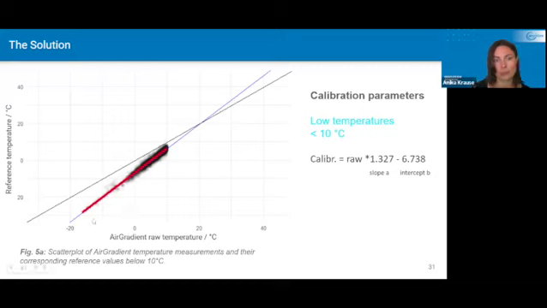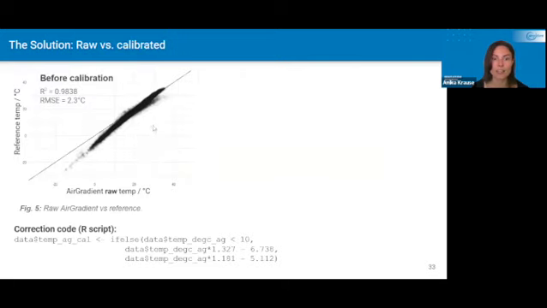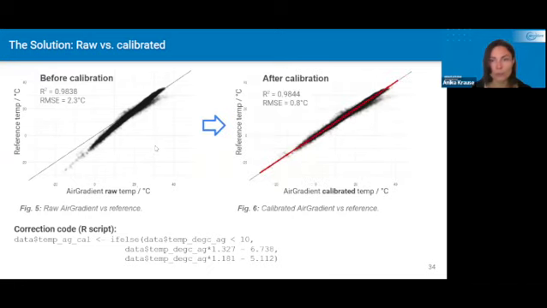So that looks like this. Here we have the cold temperatures. We perform a linear fit, so basically we're finding a straight line that represents the data points best. And from this fit, we can extract the calibration parameters. So here, this is the scaling factor basically, and this is the intercept. And we did the same for the high temperatures, and we got slightly different calibration parameters.